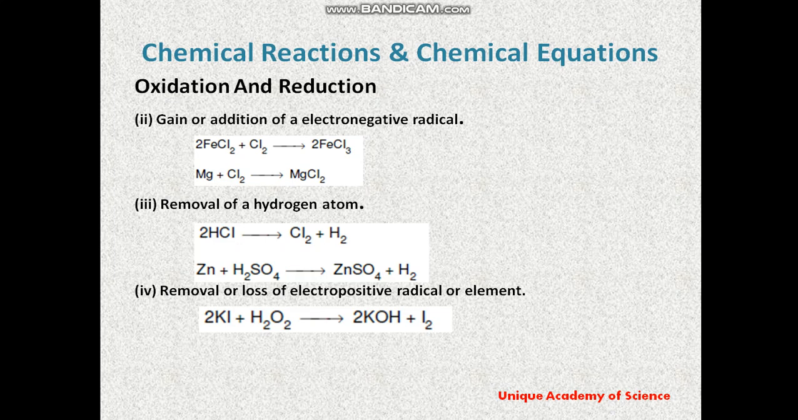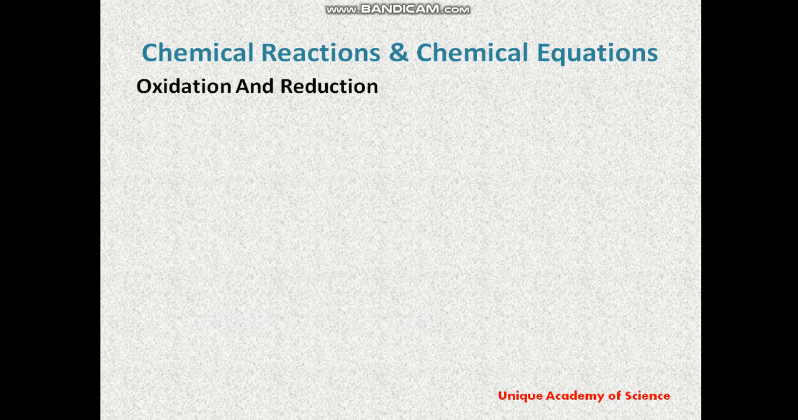Now, removal or loss of an electropositive radical or element. For example, potassium iodide reacts with H2O2, hydrogen peroxide, so it gives KOH, potassium hydroxide, and the iodine is removed. So this is known as oxidation, because here we remove the iodine. Sorry, the negative charge is removed. Why? Because iodine is negatively charged.